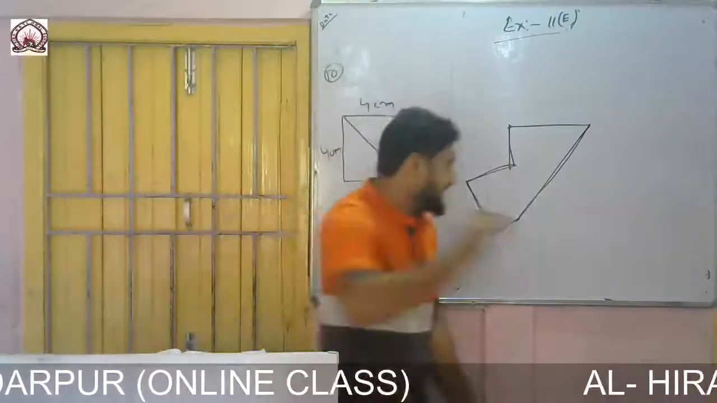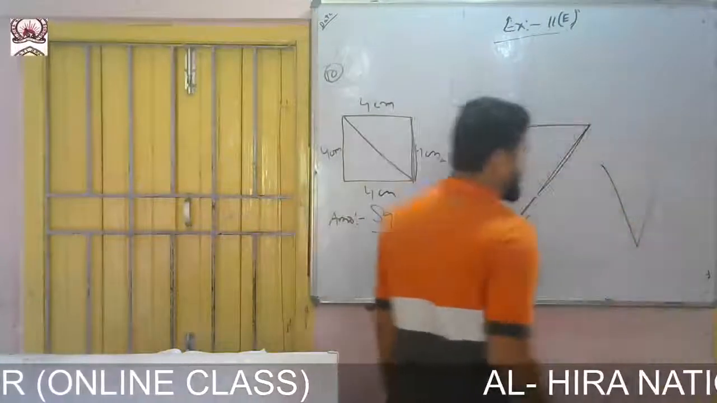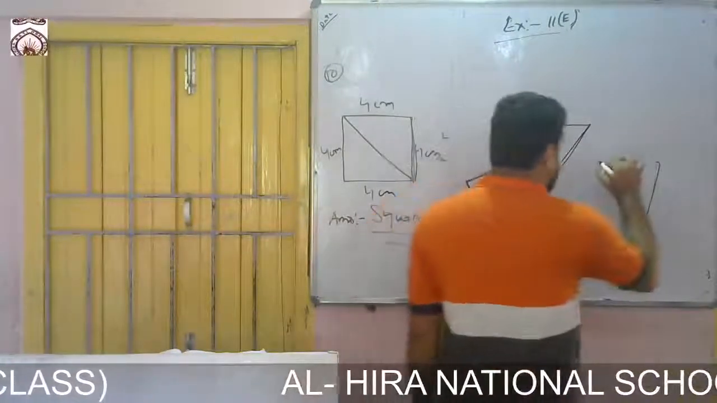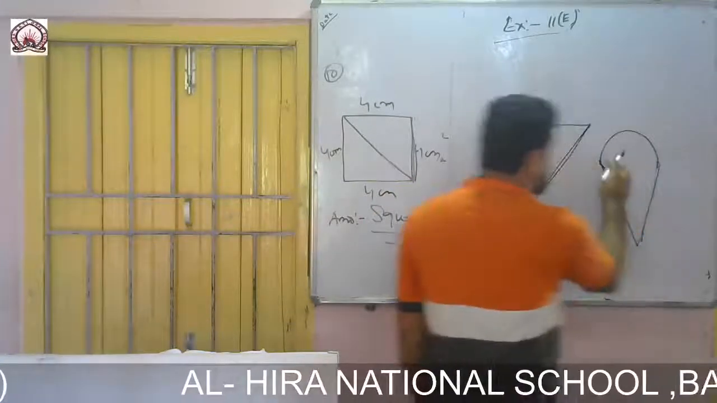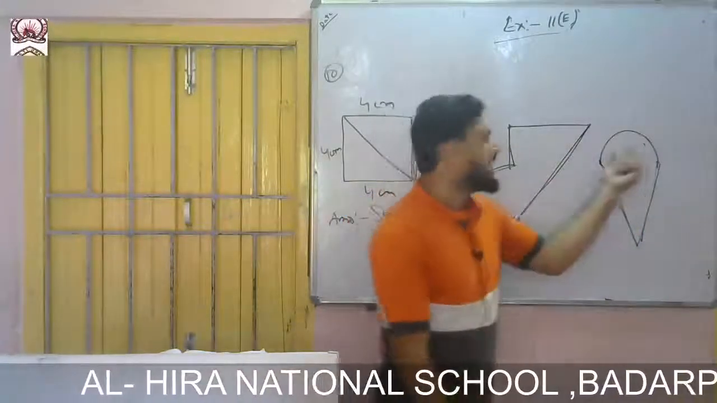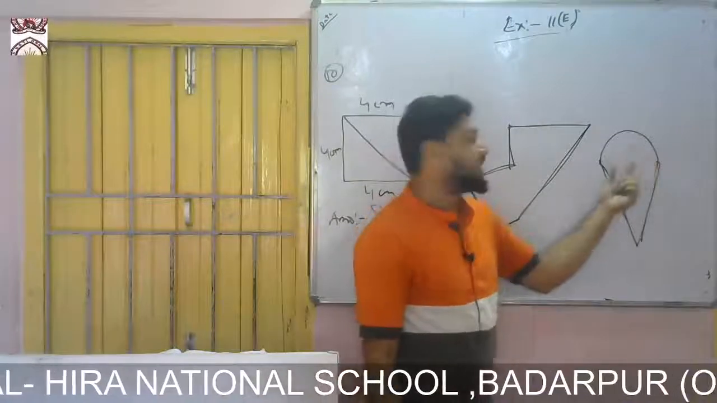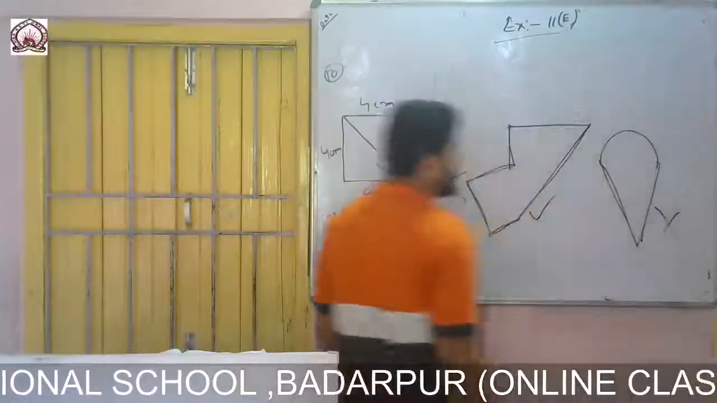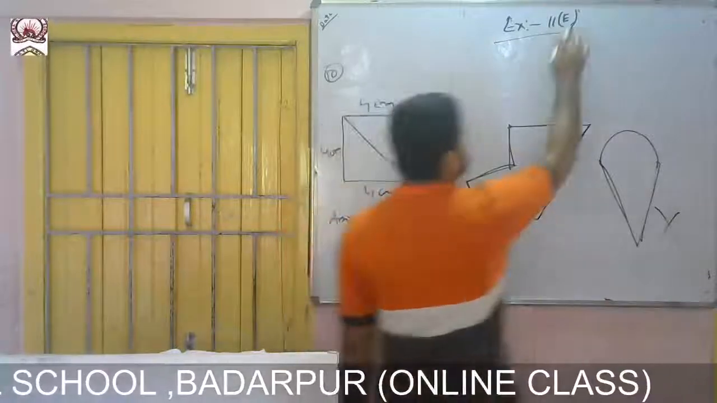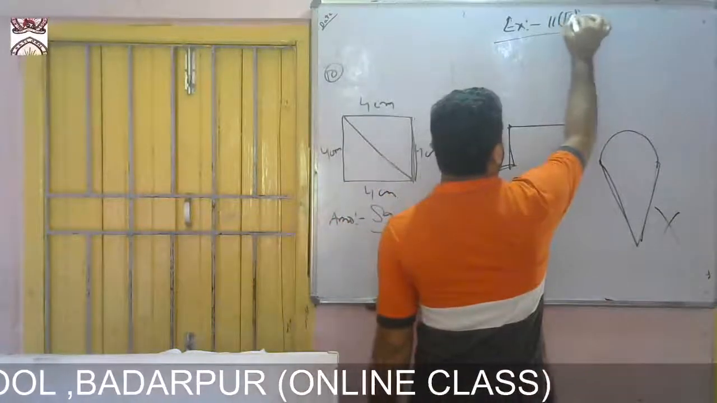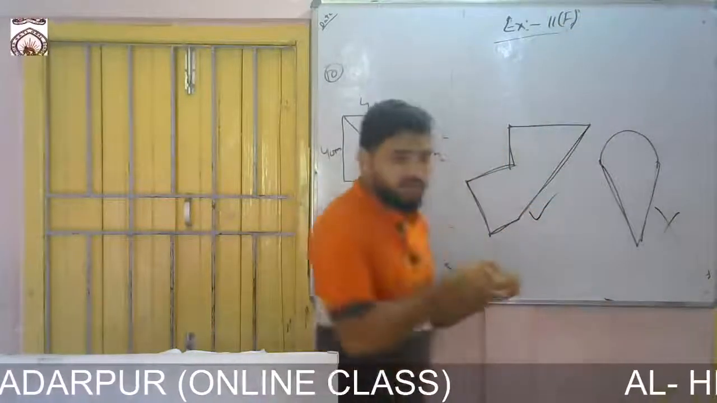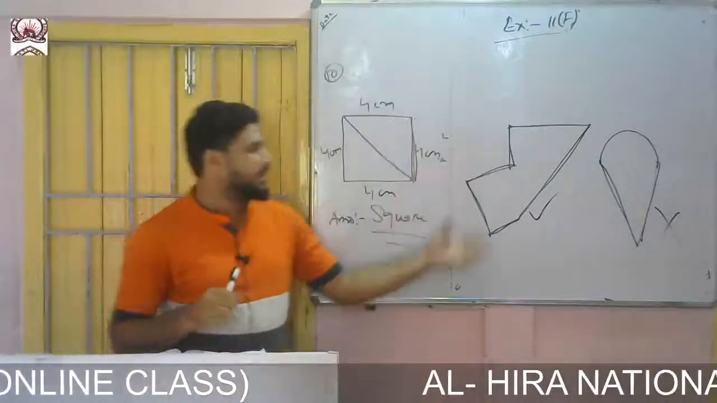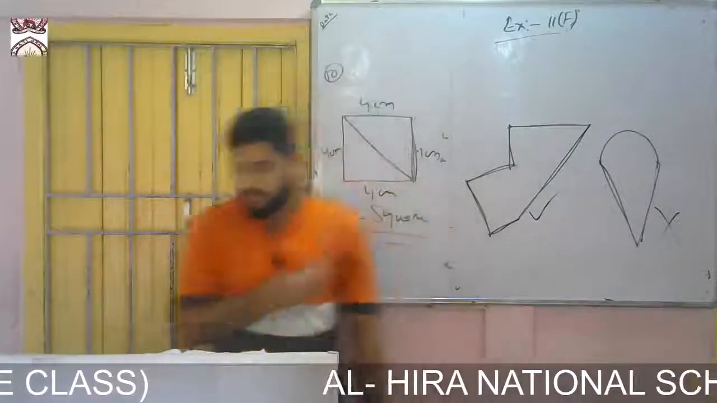But if I draw two line segments, this one a line segment and this one also, and then draw like this, this is a curve, a part of a circle. So it is not a polygon. Understood? Because curvedness should not be there.